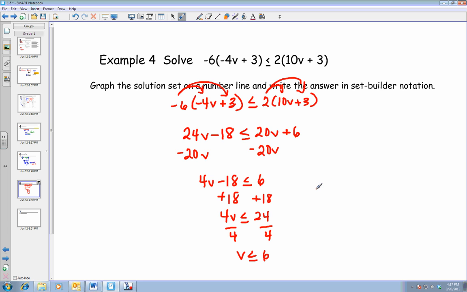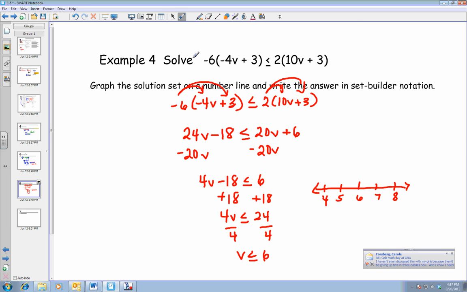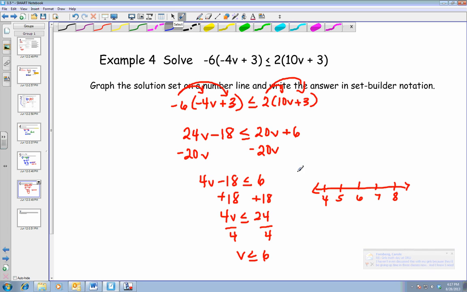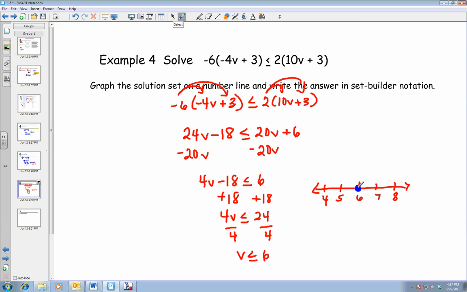So let's graph this on a number line. 6 goes in the middle. Okay, I'm going to go to 6 and circle it. This is going to be a closed circle because it's also equal to. I want v less than or equal to 6, so all the numbers less than 6, so all the numbers to the left. And then I'm going to write my answer in set builder notation. So my answer is going to be the set of all numbers v such that v is less than or equal to 6.